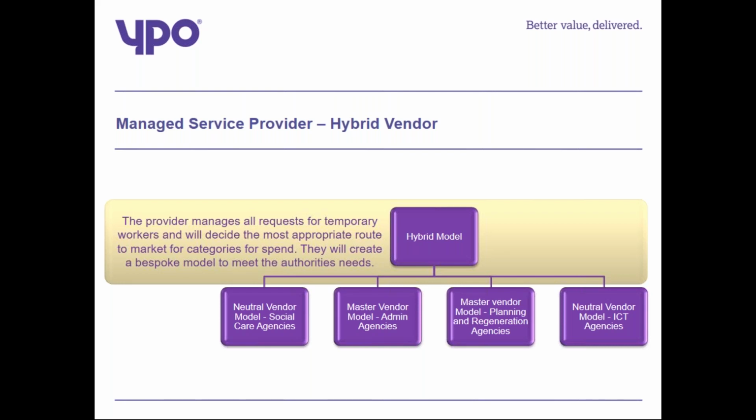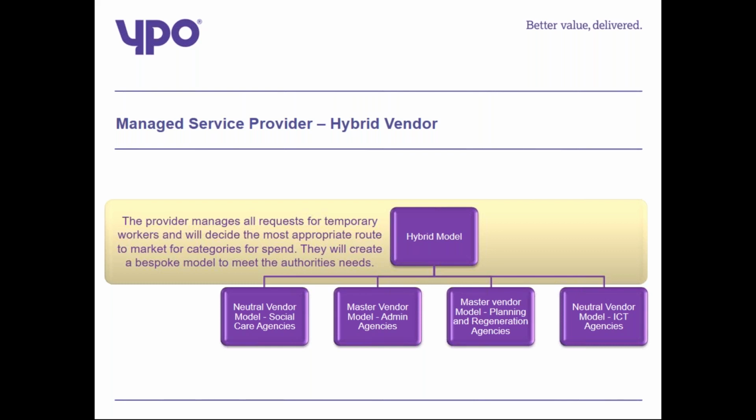The hybrid model is about creating something a bit more bespoke to your authority by understanding the categories of spend and utilising the most appropriate way to supply a worker successfully, along with additional support services. Depending on the market conditions, the provider will then deliver each category of worker either through a neutral vendor way or a master vendor way.